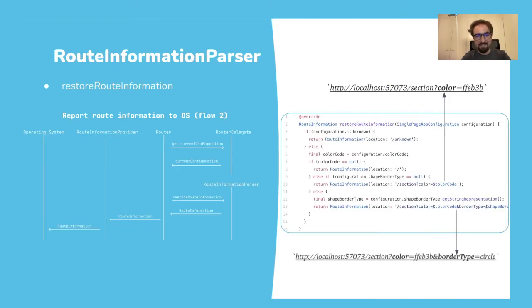Finally, this is the last slide, almost last. The configuration is mapped to the route information here within the restore route information method inside the route information parser. And in the end, the configuration is mapped to the route information and sent back to the engine.